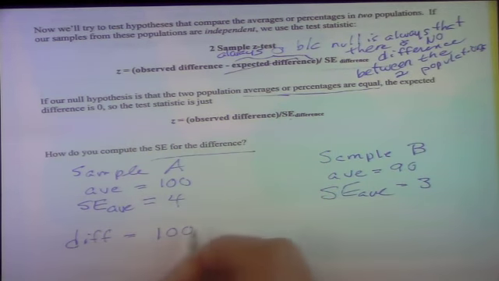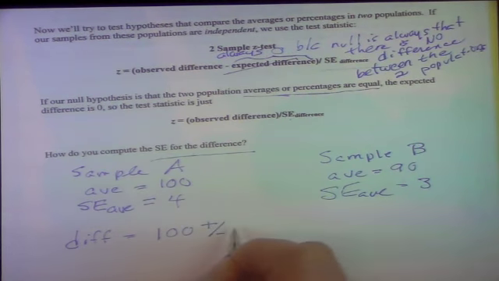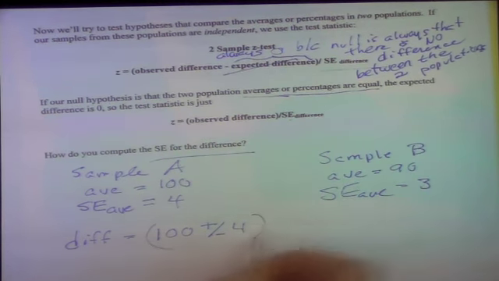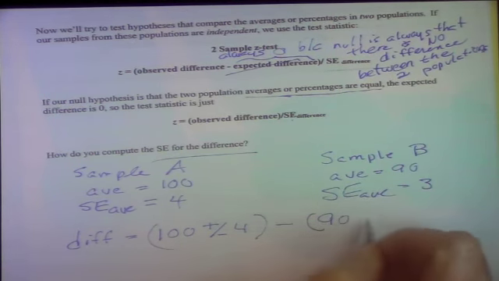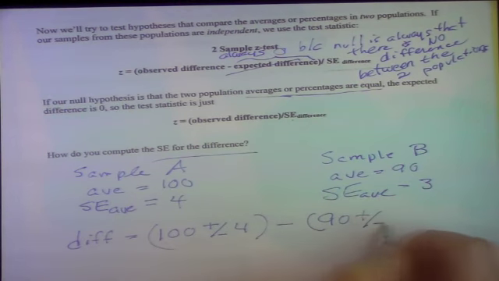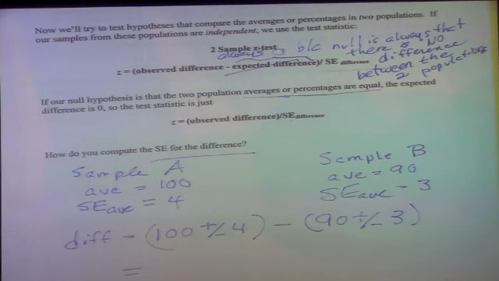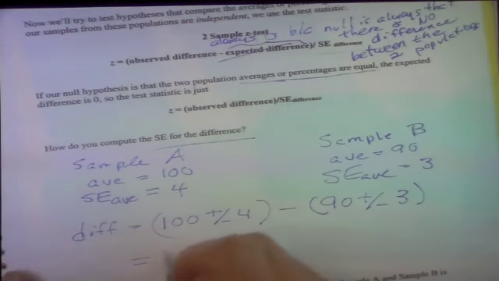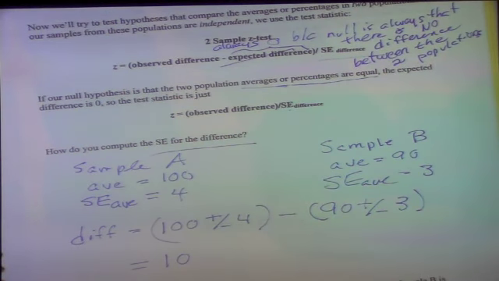100. It's not always going to be 100. It's 100 plus or minus 4 on the average. That's what you'll get from A. And then you'll subtract off what you'd get from B, which is 90. And you're not always going to get 90. Plus or minus 3. So the difference is 100 minus 90, which is 10, yeah? And what's the standard error for the difference? 10 give or take what?